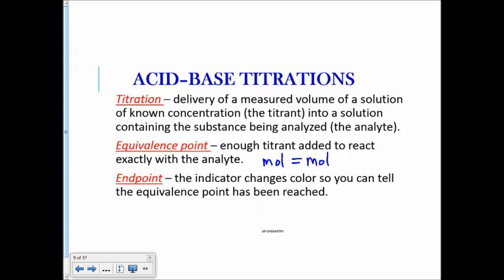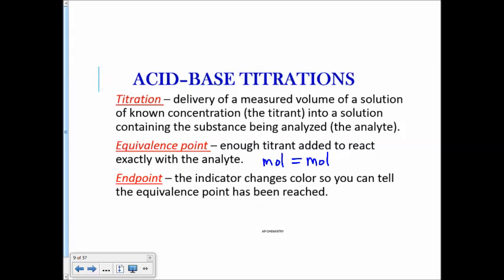Now, the endpoint is when the indicator changes color. Now, the problem is that, yeah, you can use like a pH probe if you're doing an acid-base one, and it will give you exact numerical value. You don't really have to have the indicator color in there because you're using the probe. But in our redox one, we're going to be looking for a color change because we're not measuring pH, we're actually measuring the redox reaction itself, which we're going to talk about at the end of this PowerPoint too. So you're going to be looking for when the indicator changes colors.